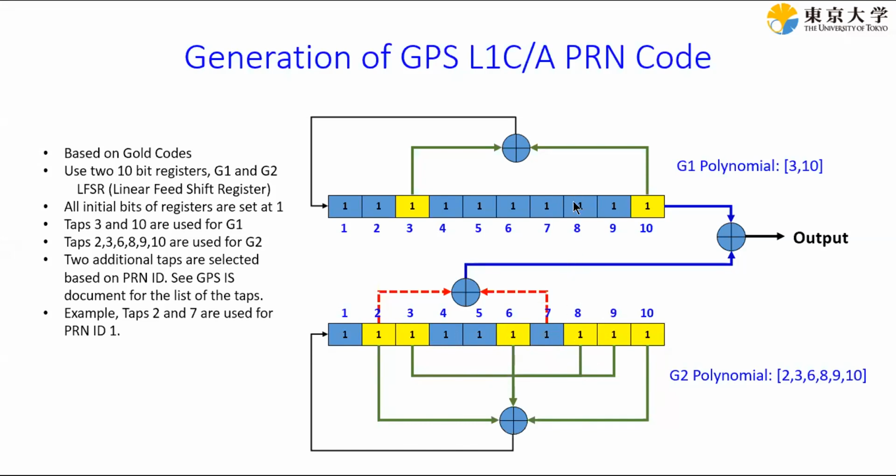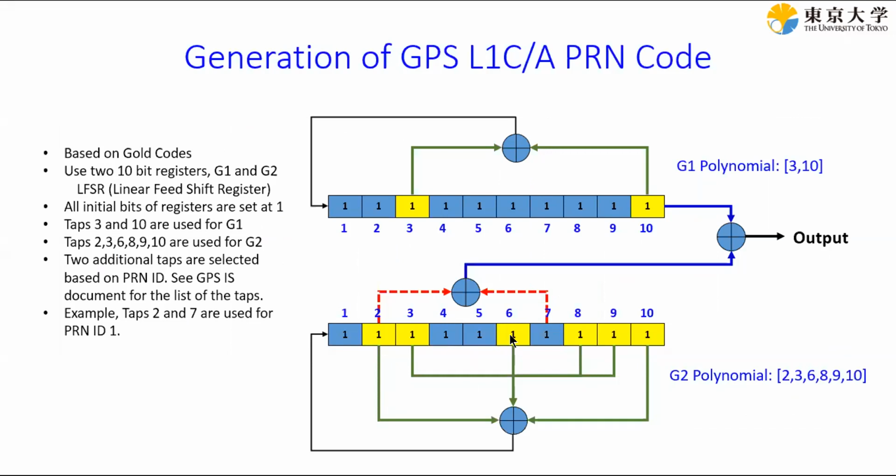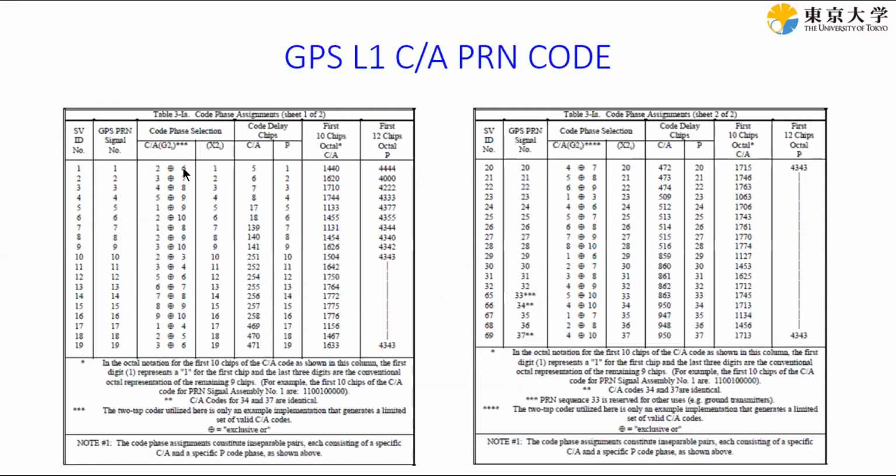But this is the same for all 32 satellites, and each satellite is identified by taking one more selection here. For example, for GPS 1, this is taps 2 and 7. And for GPS 2, it may be 4 and 8, something like that. Okay, so these two taps will make different codes for different satellites. And this is what we see here. So which taps you have to use: 2, 6, 3, 7, 4, 8, like that. This 2, 6 is telling you that you take 2 and 6 for satellite 1. Okay, that's the meaning.